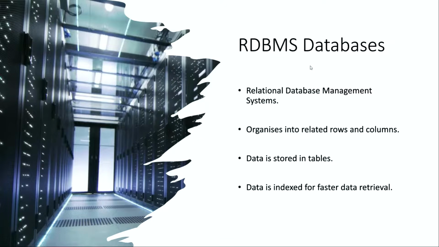RDBMS databases, Relational Database Management System. Some people say software, more or less the same thing. It organizes interrelated rows and columns. I'm going to go over what rows and columns are as well, but rows go from left to right, so that's the x-axis. Columns go from top to bottom, that's the y-axis, if you remember your GCSE math stuff. Data is stored in tables. Data is indexed for faster data retrieval. When it's indexed, it simply means it saves the data in such a way which makes it much faster to search, much faster to query the data.